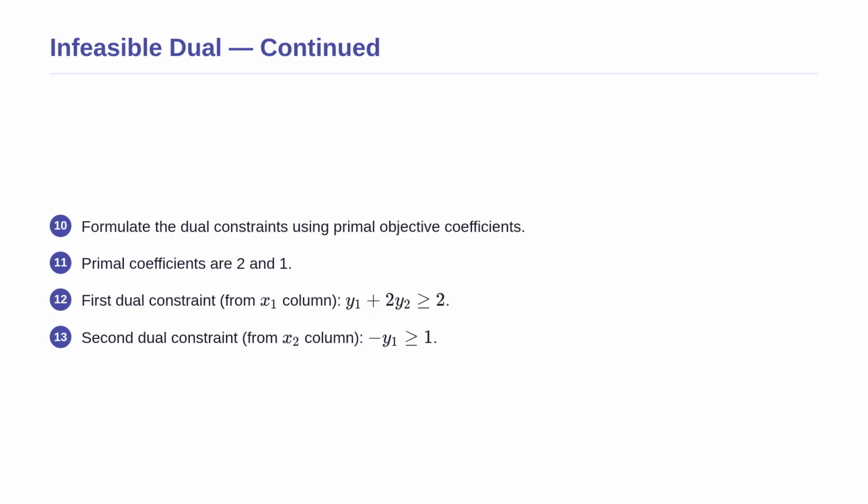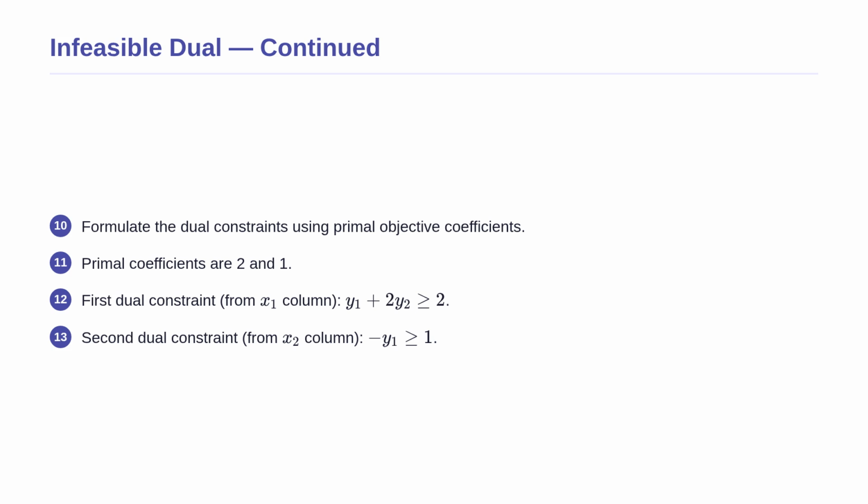Since our primal is unbounded, the theorem tells us the dual must be infeasible. Let us prove it. We formulate the dual constraints by reading down the columns of the primal problem. The primal objective coefficients, 2 and 1, become the right-hand sides of our dual constraints. Reading down the x1 column gives us our first dual constraint. y1 plus 2y2 is greater than or equal to 2. Reading down the x2 column gives us our second dual constraint. Negative y1 is greater than or equal to 1.